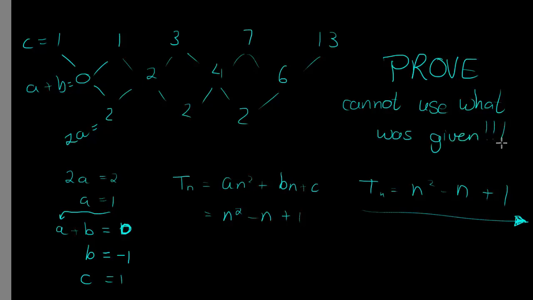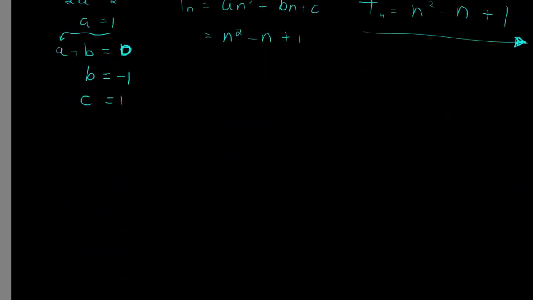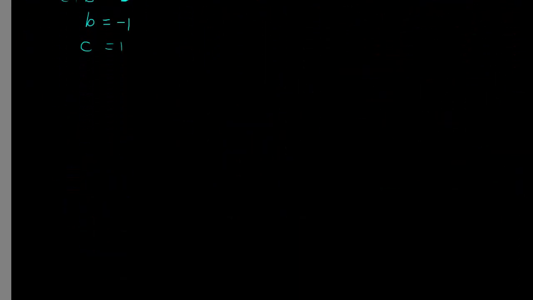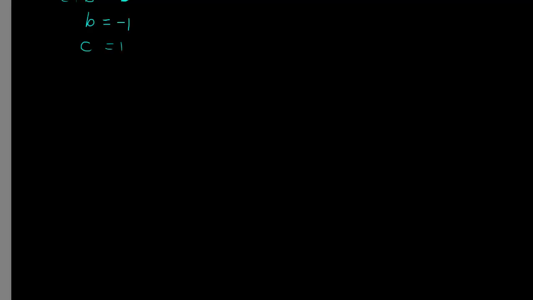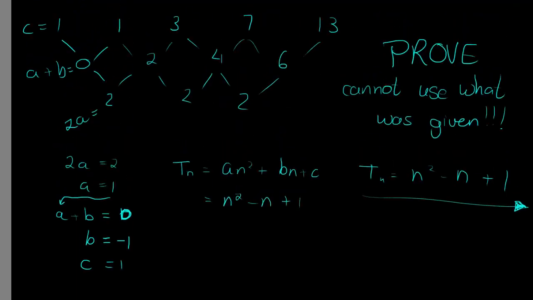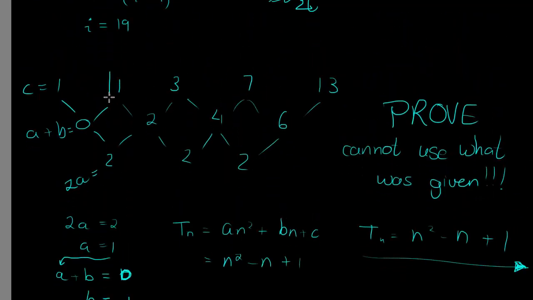Very important, please. Now, show is a different story. If you have to show something is true, then you just show that it works. But prove, you have to prove that this is it. You can't just show that it works. Now, if you want to show that something works without actually proving it, for a quadratic number pattern, you have to show it for at least 4 terms.